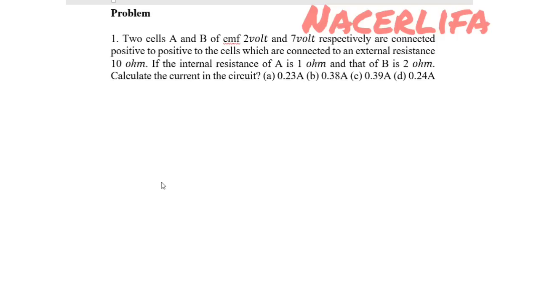So today, we have 3 problems before us, as I have said, and we'll begin by solving this problem that has to do with Kirchhoff's law. The question says 2 cells A and B of EMF 2 volts and 7 volts respectively are connected positive to positive to an external resistance of 10 ohm. If the internal resistance of A is 1 ohm and that of B is 2 ohm, calculate the current in the circuit.